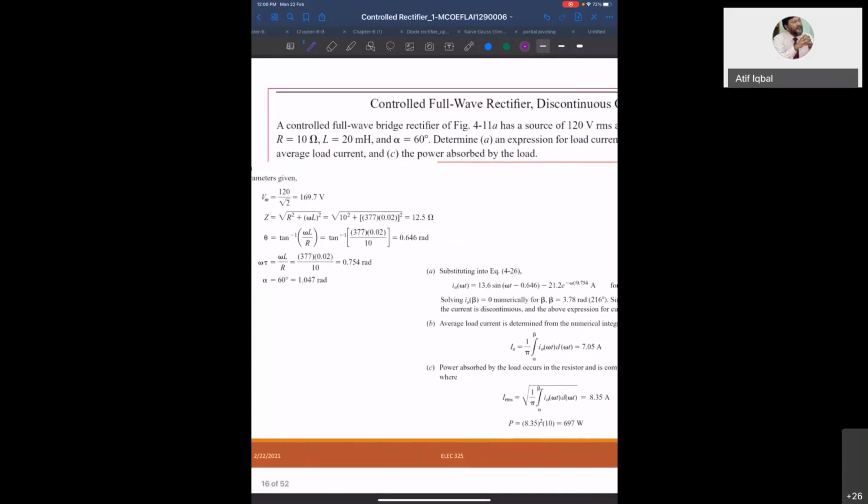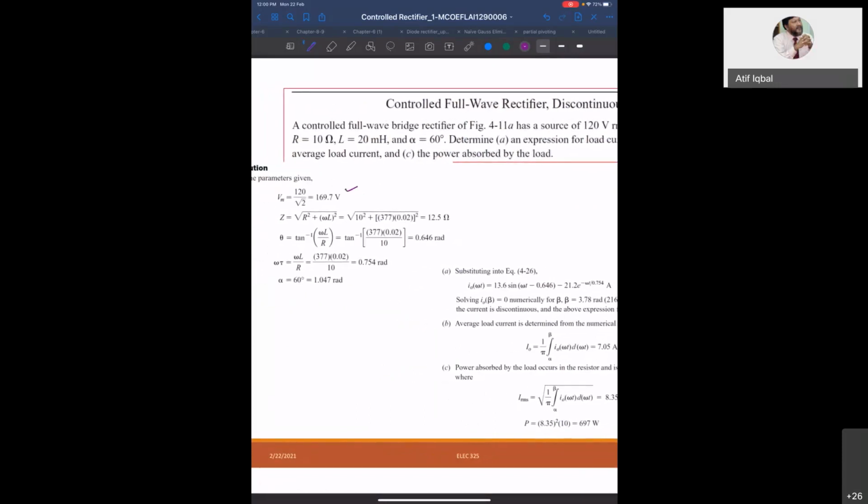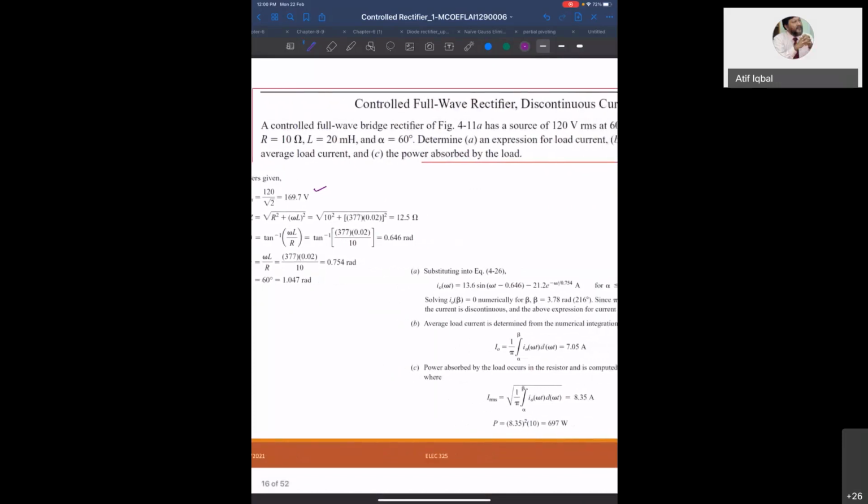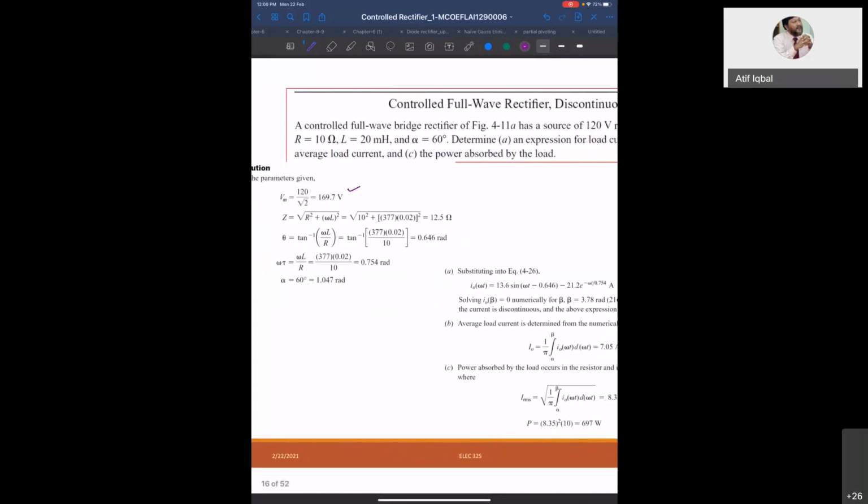120 is your RMS value. No, this is not correct. This should not be divided, it should be multiplied by root 2. Okay, make the correction: this is 120 times root 2, not divided by root 2. Then it will give you 169.7, because Vm is your peak value. So the peak value is VRMS times root 2. So 120 times root 2 is equal to 169.7 volt.